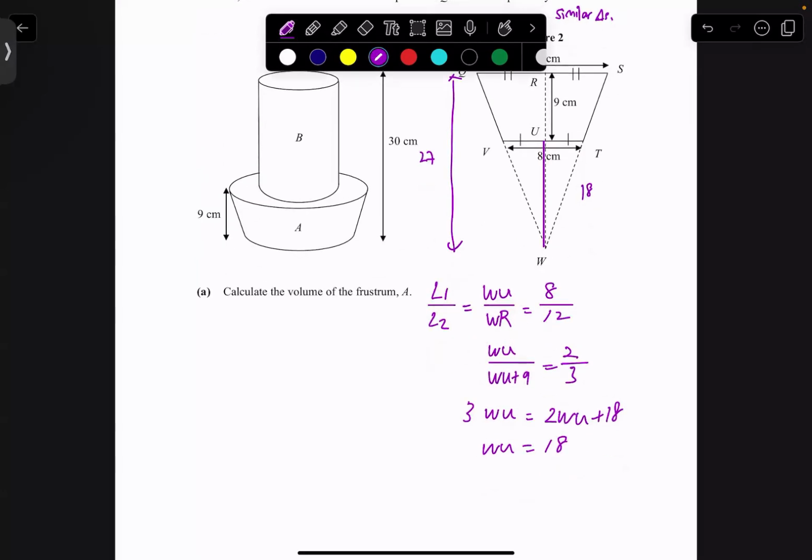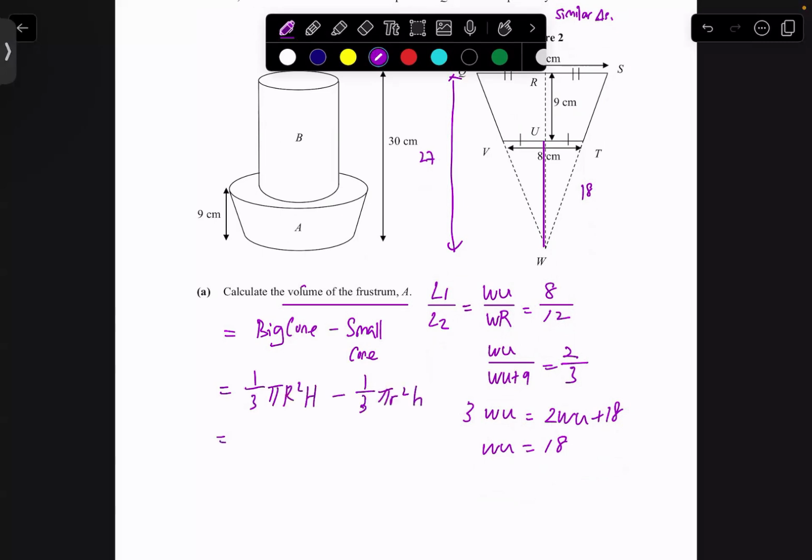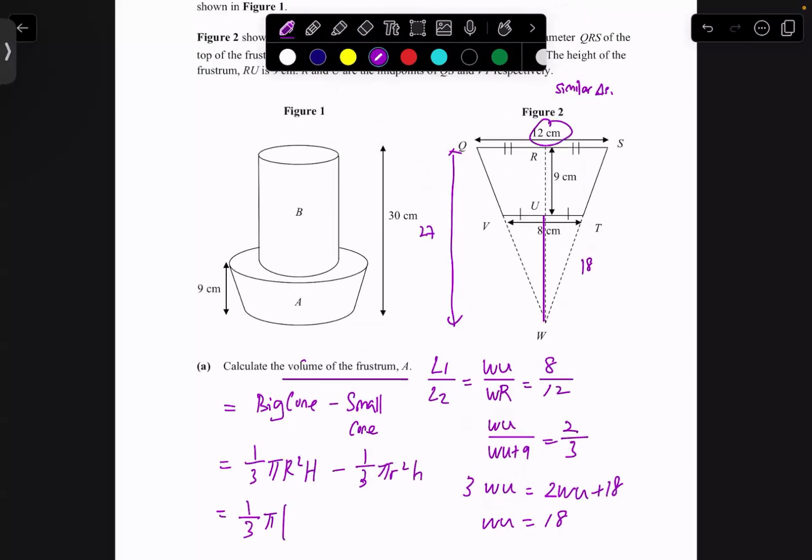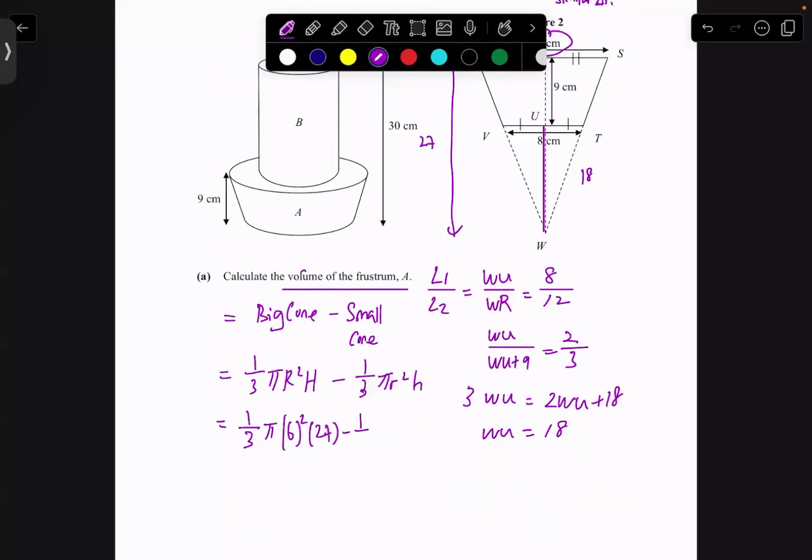Now to calculate the volume of the frustum, the volume is the big cone minus the small cone. So it's 1/3 pi r square h minus 1/3 pi r square h. r is 12 divided by 2, so 6 square times 27, minus 1/3 pi times 4 square times 18. That will give me 716.28 pi. Round off to 3 SF: 716 cm cubed.